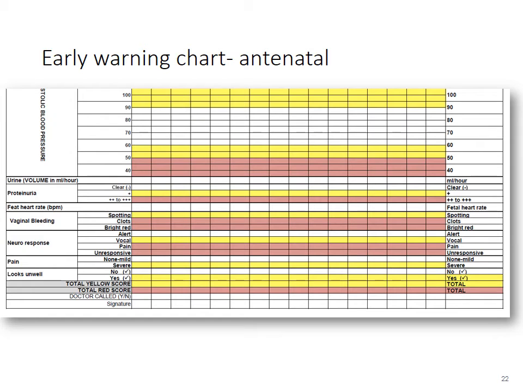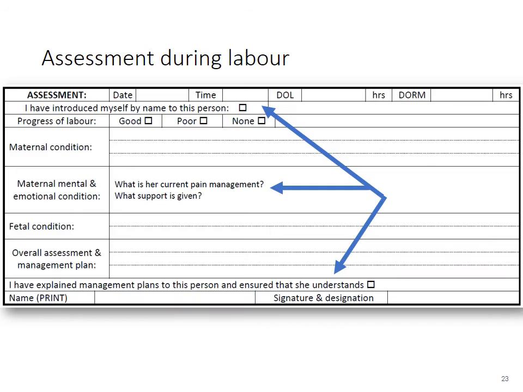Observations are plotted. If one observation is plotted in red, the patient needs urgent review by a doctor or a senior midwife. Similarly, if 2 observations are plotted in yellow, it's the same as 1 red, she needs review. So it does say the total yellow score, total red score, doctor called yes or no. And that's the whole idea of the early warning chart, is that you pick up on abnormal observations and review the patient.